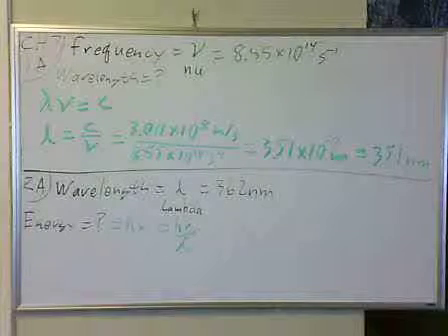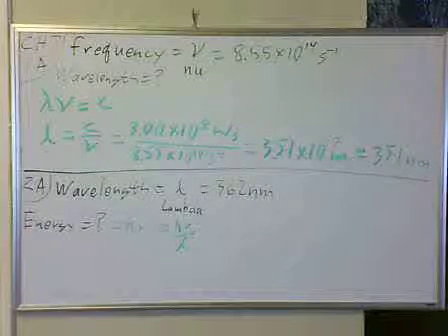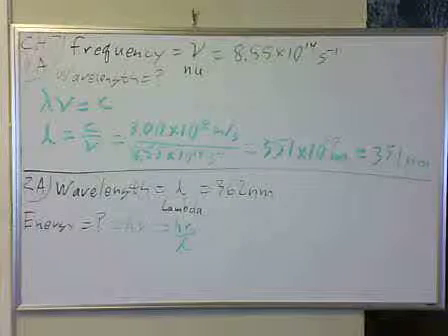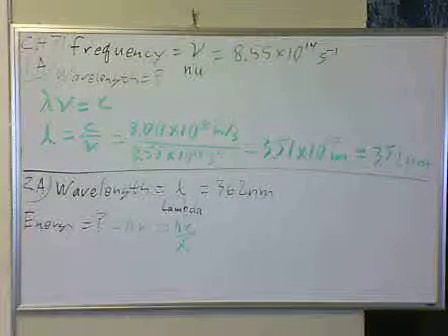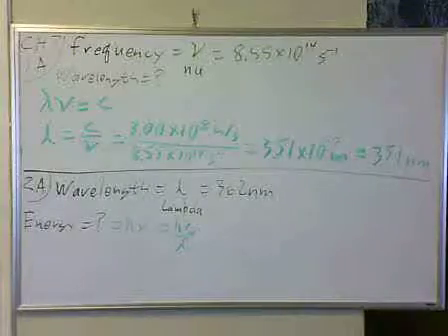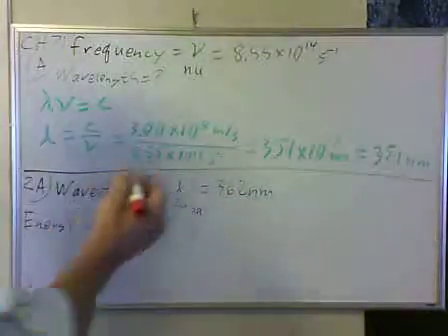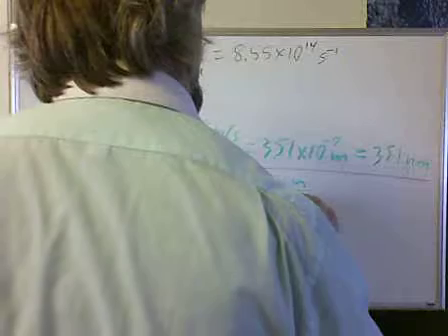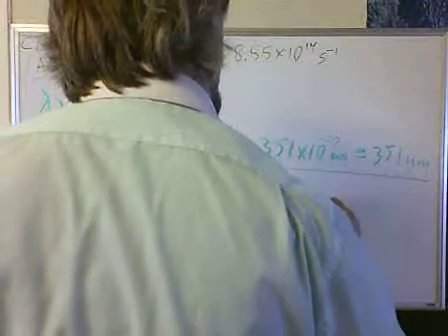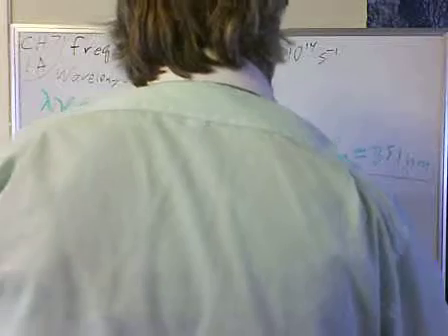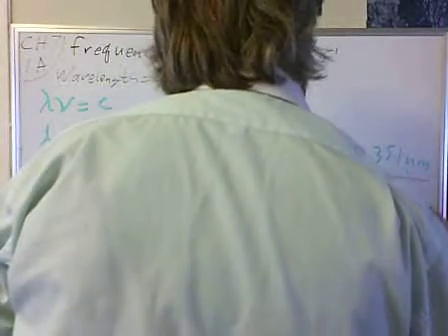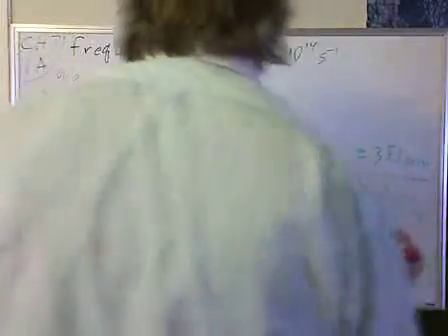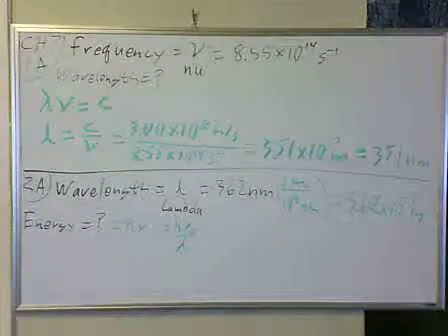But our wavelength, we have to get into SI units, meters, before we can use it. So there are 10 to the 9 nanometers in a meter. Let's see, 10 to the positive 9. So we have 3.62 times 10 to the minus 7 meters. So now we're ready to plug into the equation.